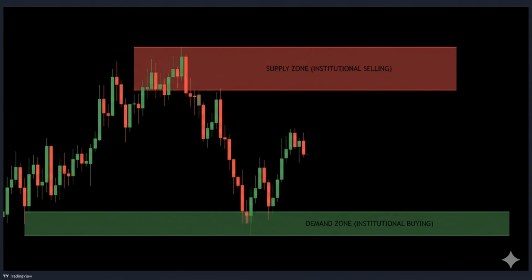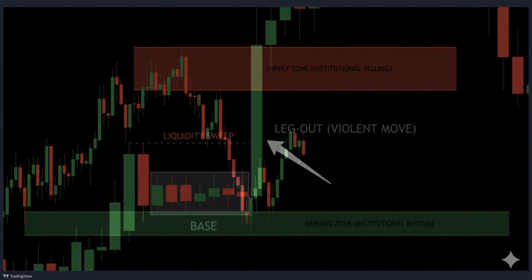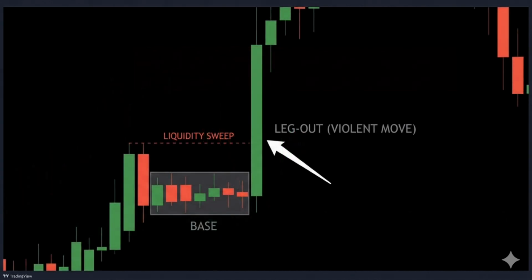First, let's define what we are looking at. At its core, the market is a battle between buyers and sellers. A demand zone is a specific price area where a massive influx of buy orders has occurred. This creates a sharp move upward, leaving behind unfilled orders. When price eventually returns to this area, those leftover orders get triggered, usually leading to another bounce.